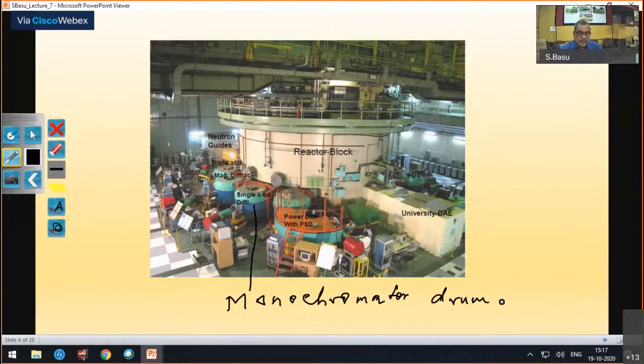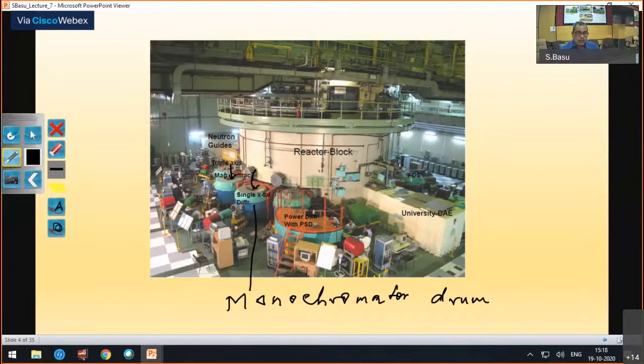As the name suggests, you can see this cylindrical drum. At the center of this drum there is a monochromator crystal with some mosaic spread. Typically, it can be copper, germanium, or silicon, depending on the wavelength and the angle that you want to use. But why this huge drum? The answer is common sense.